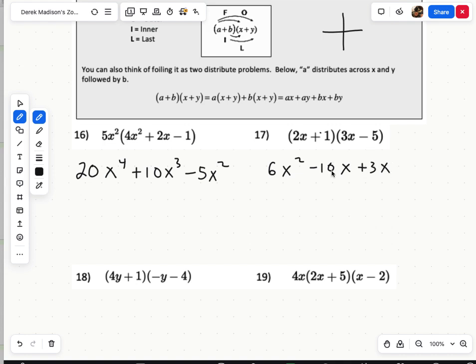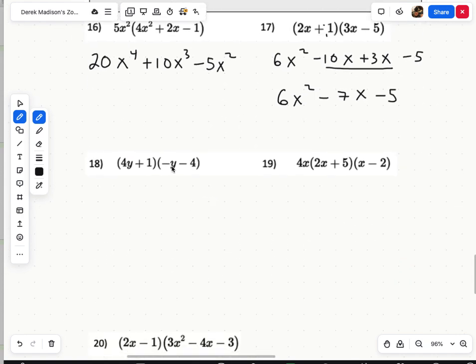And these are called the cross terms, and often, at least with the regular FOIL, when we're doing two linear things, we have to be careful to combine those on our next step. And then 1 times negative 5 gets us a negative 5 on the end. And so those right there are like terms. So we'll end up with 6x squared minus 7x, because we're down 10 and up 3 would leave us minus 7, and then that minus 5 right there on the end.